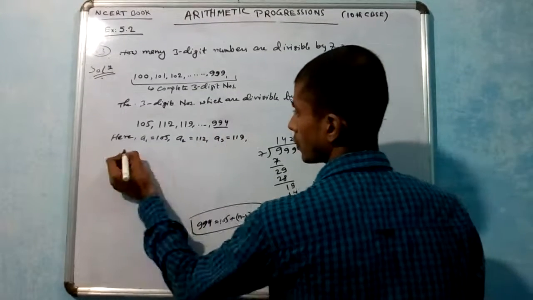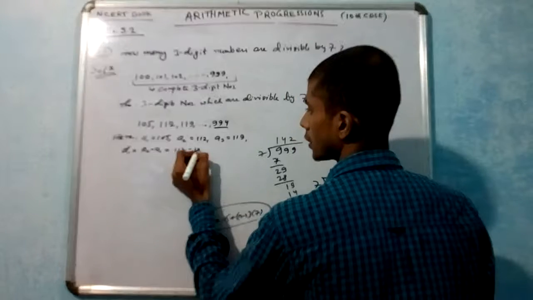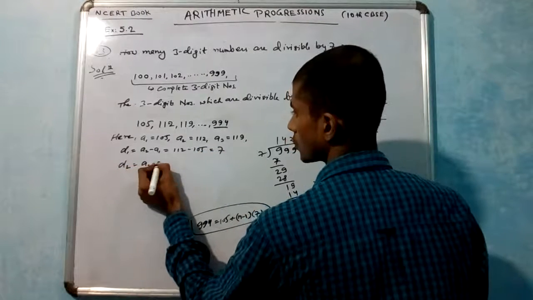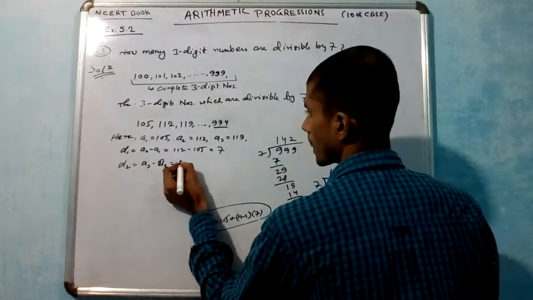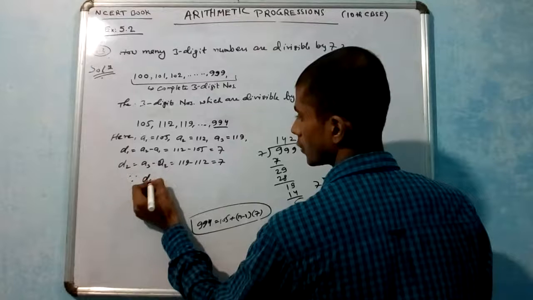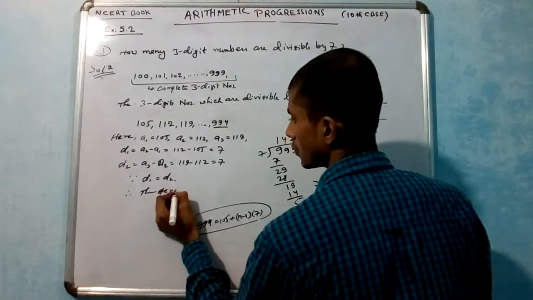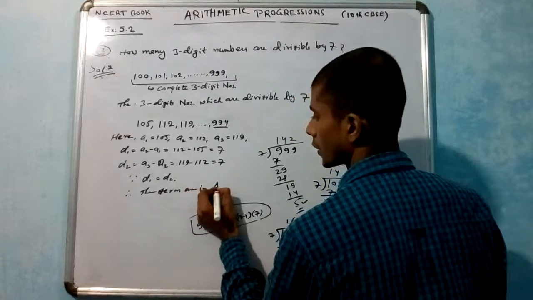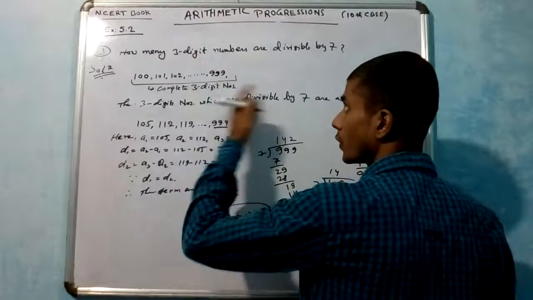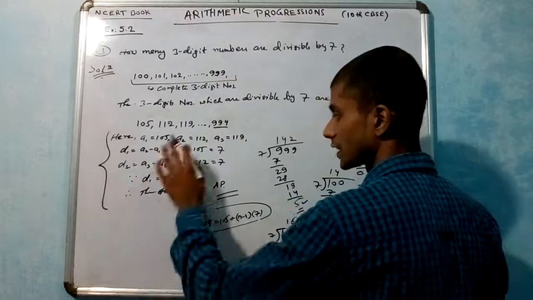Okay, now d1 is a2 minus a1, 112 minus 105 is equal to 7. Okay, now d2 is a3 minus a2, 119 minus 112 is equal to 7. Since d1 is equal to d2, therefore the terms are in AP. We cannot use the AP formula, no, unless they are in AP. So since nowhere it's given they are in AP or not, we have to do a little work to say that yes, they are in AP.